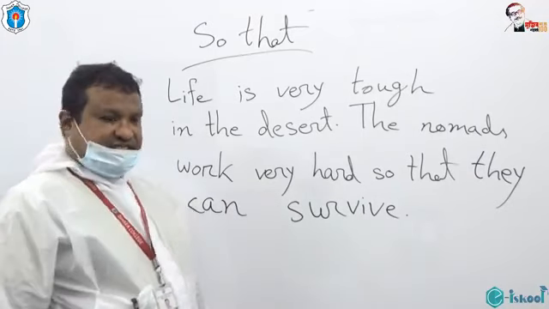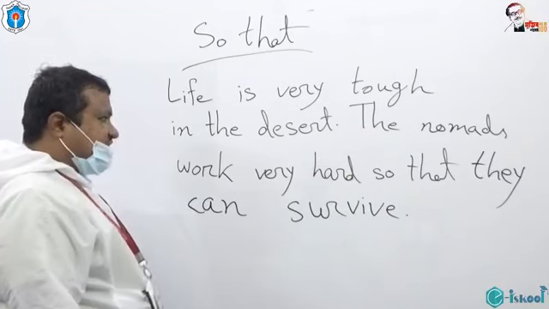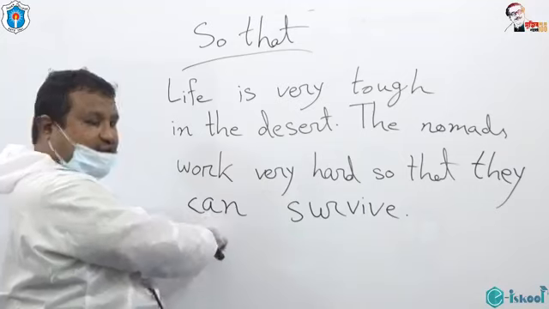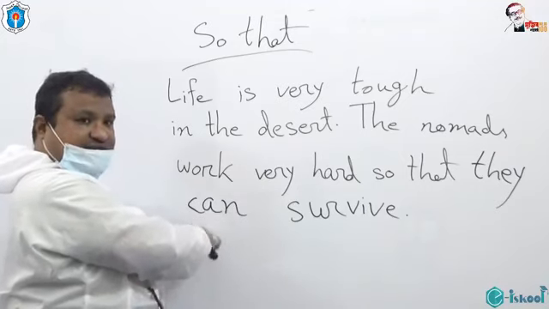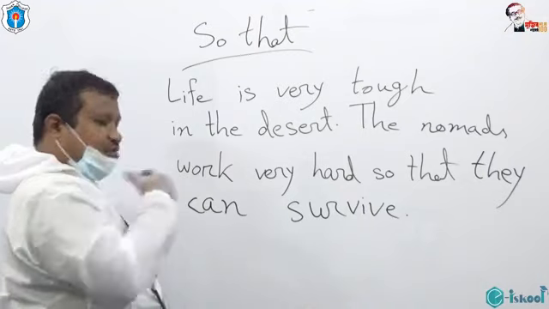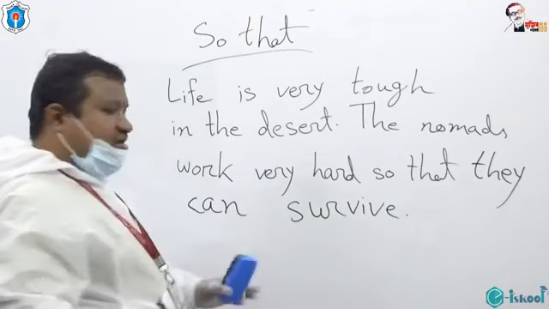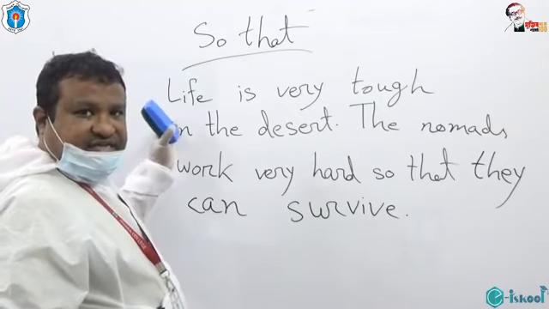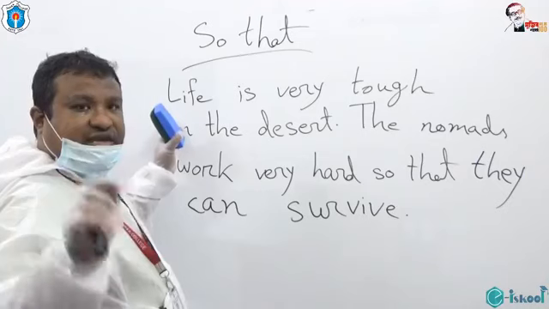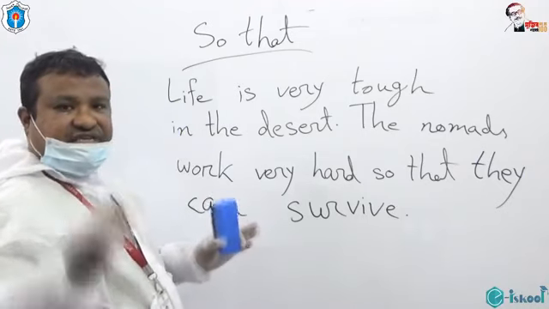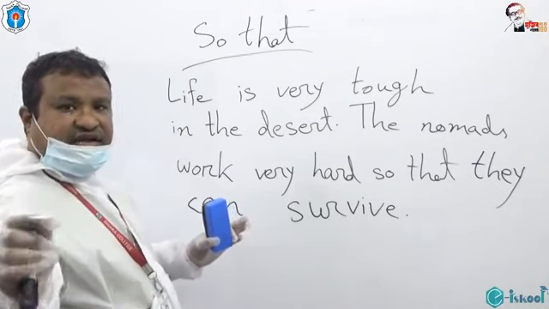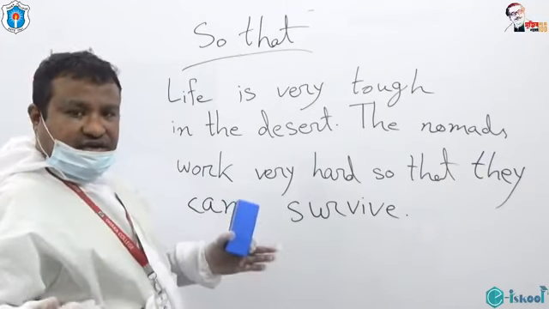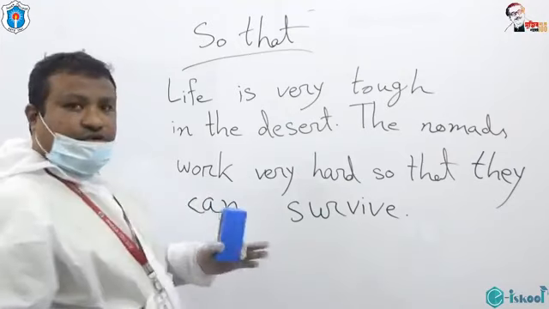Now the very question is, if we say that the nomads work very hard so that they can survive, we are using this can, or we can use this may. Can or may can be used. We are using can or may because this is in the present tense. But we will use could or might if this were in the past tense. If this sentence were in the past tense, then of course we will use might or could.